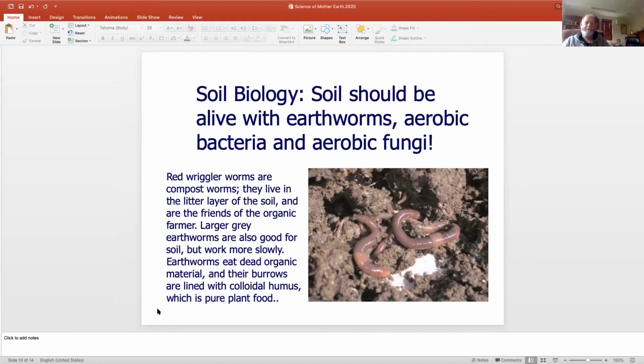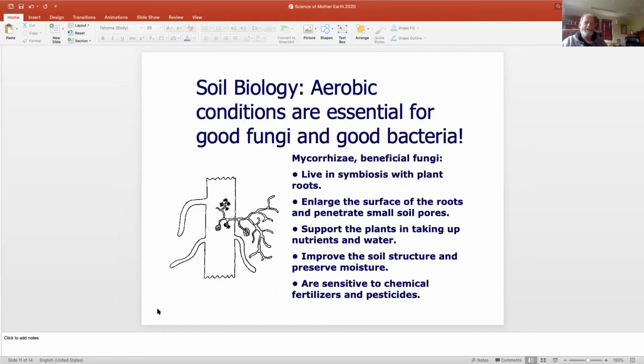And you also have vertical anecic earthworms, which burrow up and down. But all of these earthworms eat organic material, and their burrows are lined with colloidal humus, which is just like compost and which is pure plant food. So these earthworms are very, very important to organic farmers.